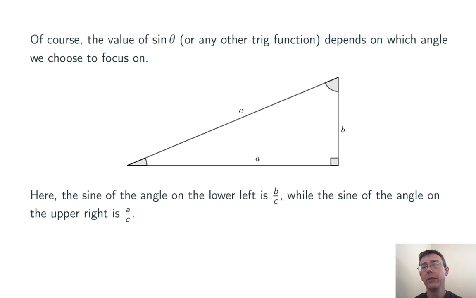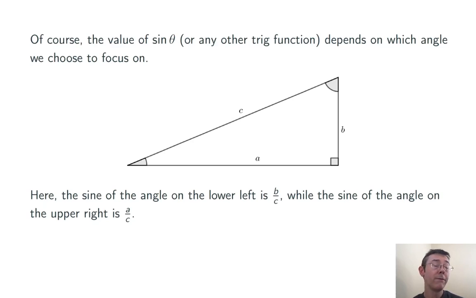Now, the value of the sine of theta depends on which angle we actually label on our triangle. If we label a different angle, we're going to get a different value for that sine, or for any other trig function. So, for instance, with this triangle as labeled, the sine of the angle in the lower left is b over c, while the sine of the angle on the upper right is a over c.